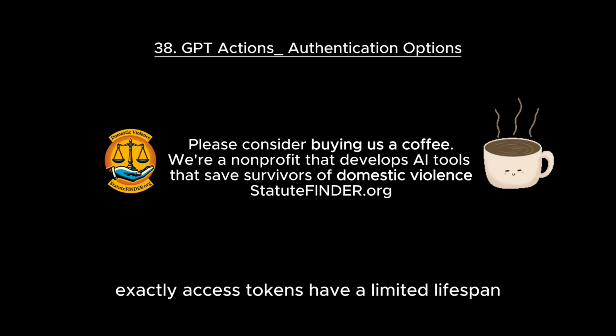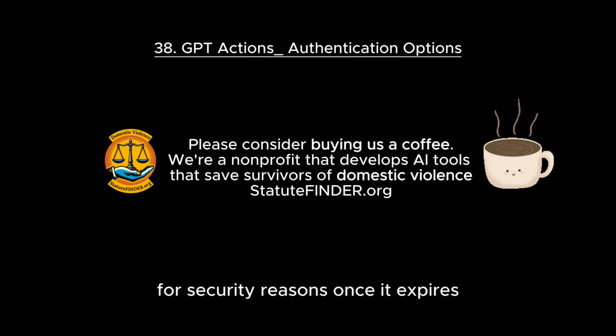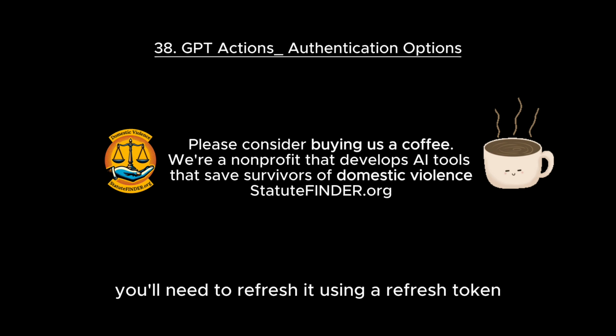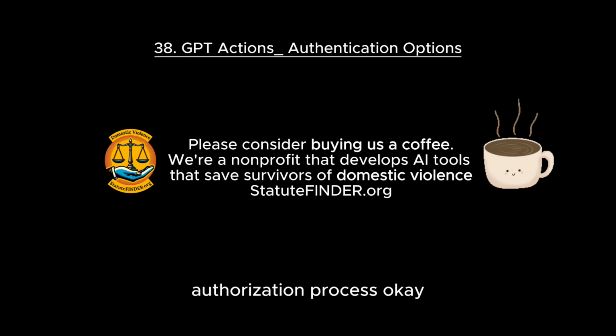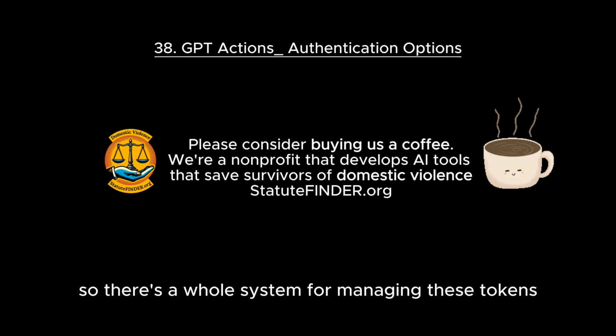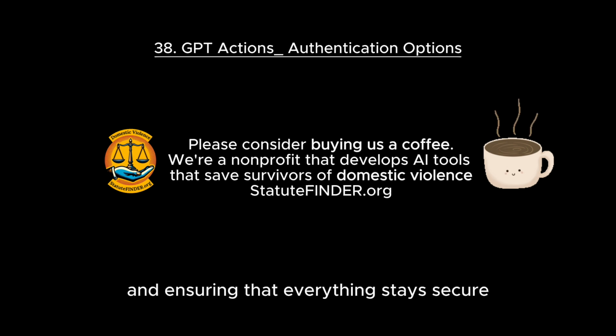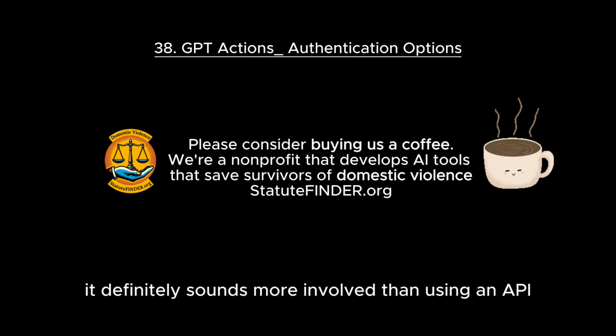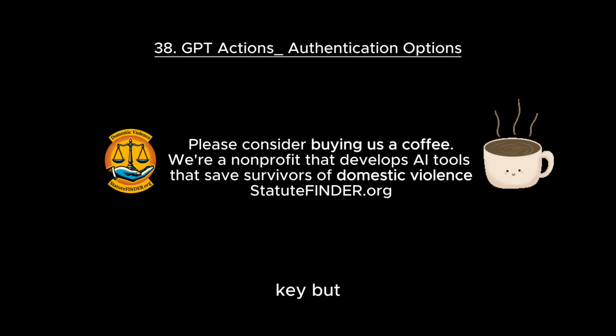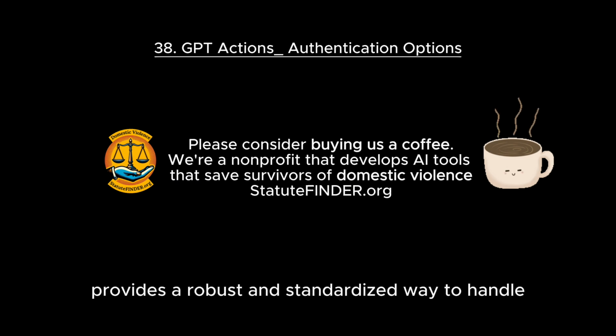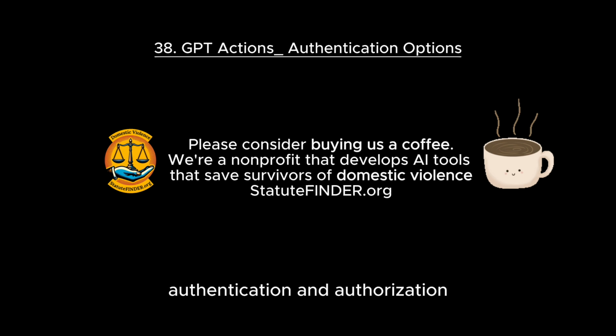Exactly. Access tokens have a limited lifespan for security reasons. Once it expires, you'll need to refresh it using a refresh token, which is also provided during the initial authorization process. Okay, so there's a whole system for managing these tokens and ensuring that everything stays secure. It definitely sounds more involved than using an API key, but I can see how it's necessary for more complex applications, especially those that deal with user data. You're right. OAuth provides a robust and standardized way to handle authentication and authorization in a secure and user-friendly manner. It might seem a bit daunting at first, but once you understand the basic flow, it becomes much easier to implement.